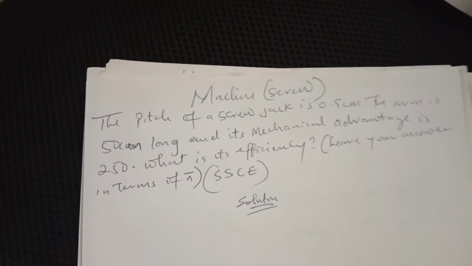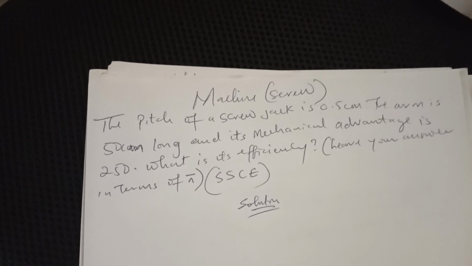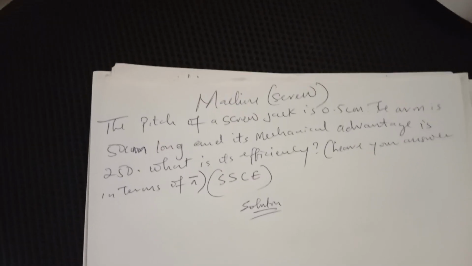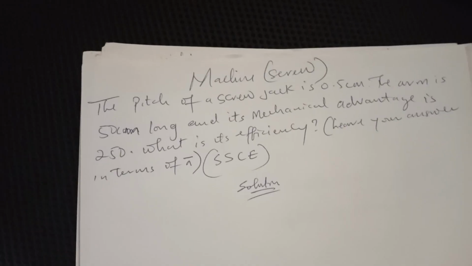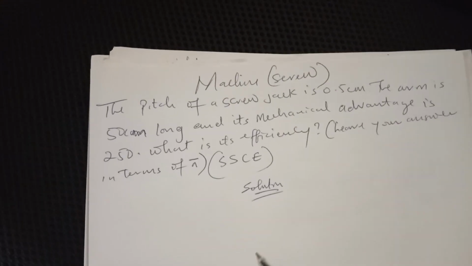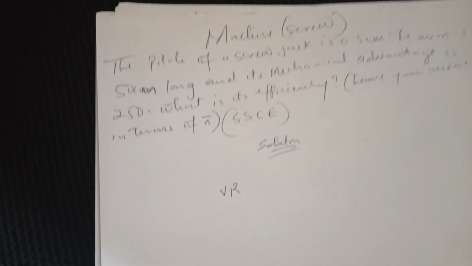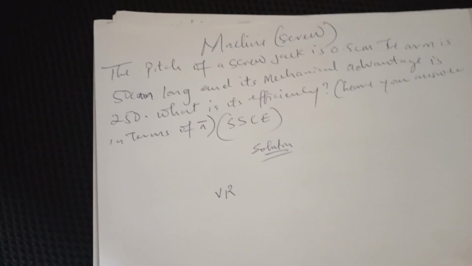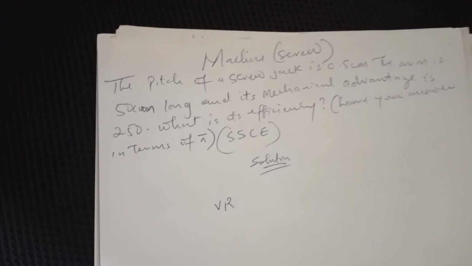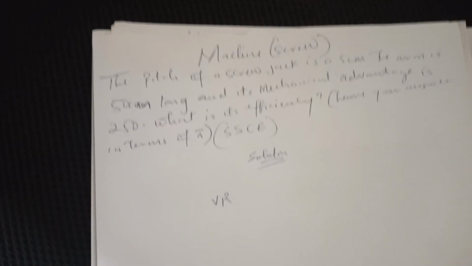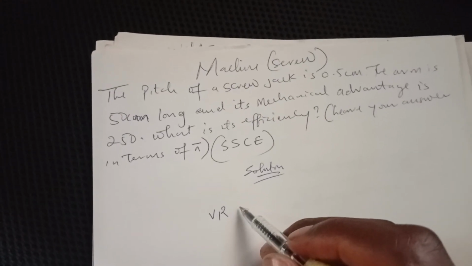Now they ask, what is its efficiency? You have to leave your answer in terms of pi. So how do we go about leaving our answer in pi? If you recall from our previous classes, I told you the difference between these machines is their VR, which is their velocity ratio. The velocity ratio of pulley is derived from the velocity ratio of inclined plane, and the velocity ratio of pulley and inclined plane is totally different from the velocity ratio of screw.